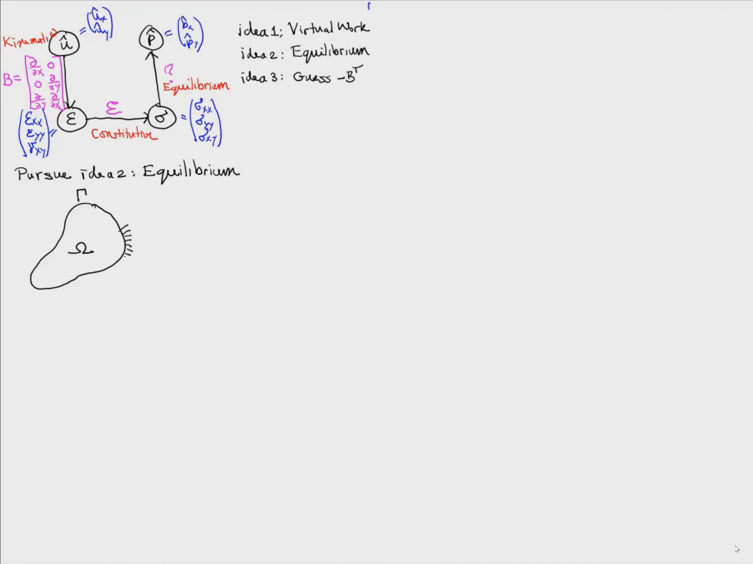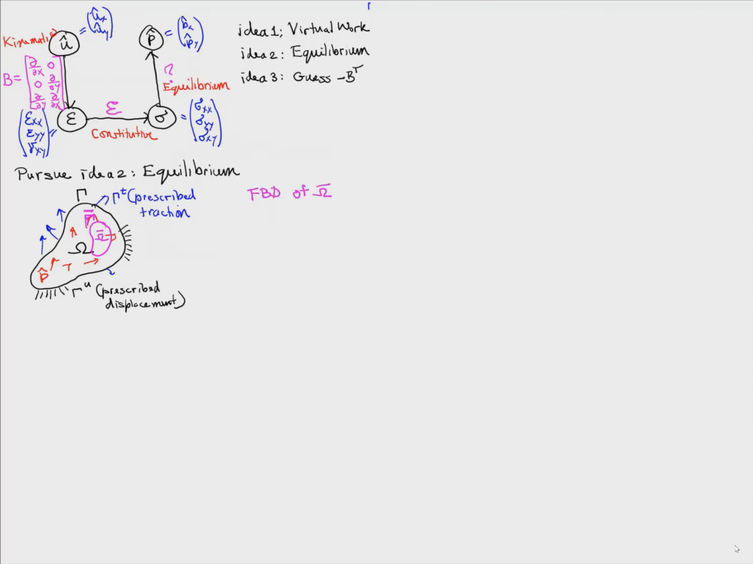So let's consider a 2D continuum. The region inside is called omega, the boundary is called gamma. There's a part of the boundary where the displacement is prescribed, we call that gamma u, and another part where traction is prescribed, we call that gamma t, and inside the continuum is external force P per unit area.